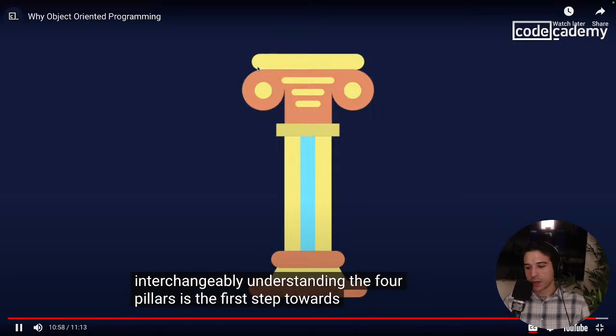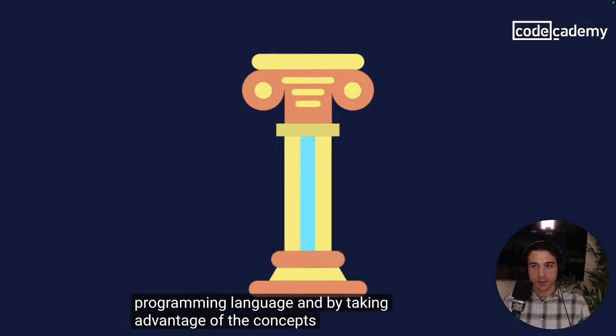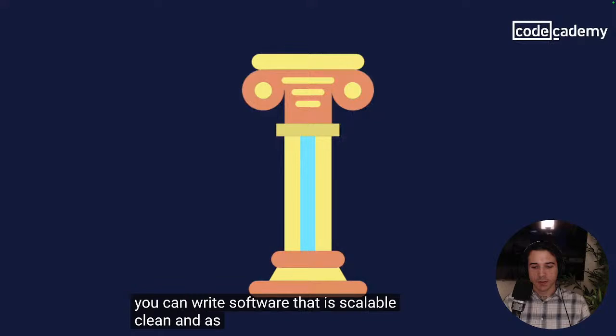Understanding the four pillars is the first step towards mastering any object-oriented programming language, and by taking advantage of the concepts exposed by these pillars, you can write software that is scalable, clean, and as bug-free as possible.